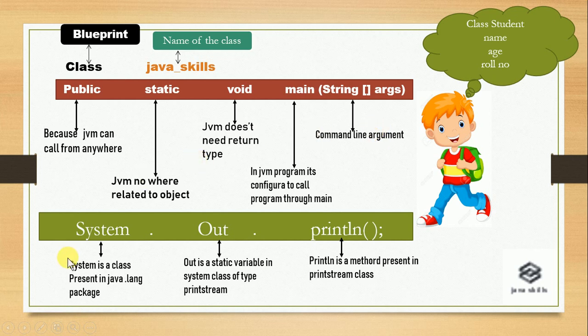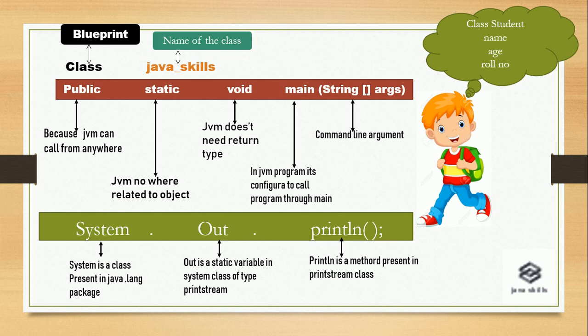Now we will see System.out.println. What really is System? System is a class present in the java.lang package. This dot is to enter inside the variables. Out is a variable, a static variable in the System class, whose type is PrintStream, and println is a method of which class? A method of the PrintStream class, present in the java.lang package.